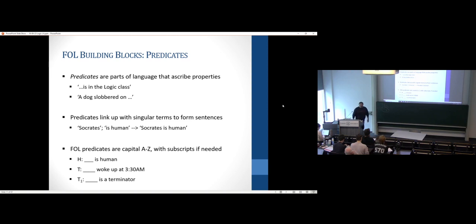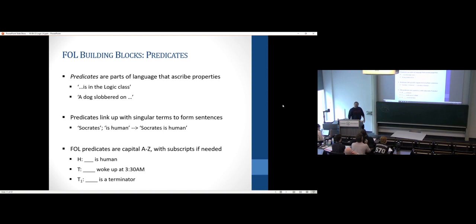And we'll symbolize predicates in FOL using capital letters with subscripts if we need. So we'll write it like this, right? Predicate H says blank is human. Predicate T says blank woke up at 3:30. Predicate T1 says blank is a terminator, where whatever term we attach here is the thing that we're plugging into the blank.